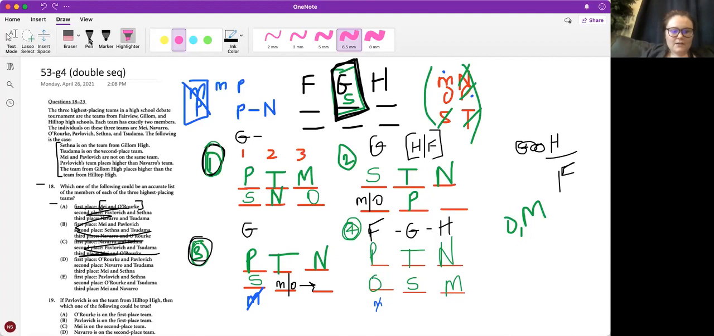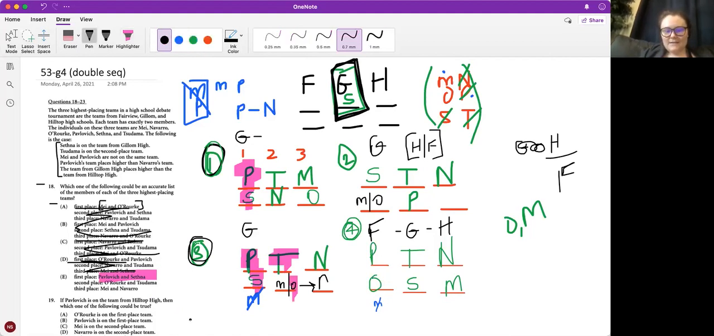And then for E, I looked for P and S, which happens in world number 3, right? Or it happens twice. It happens in 1 and it happens in 3. But then for second place, it's O and T. Where does that happen at? Third world. Yep. And since this is O in my world, that would make M go last. And that's what we have. So that's why it's E.